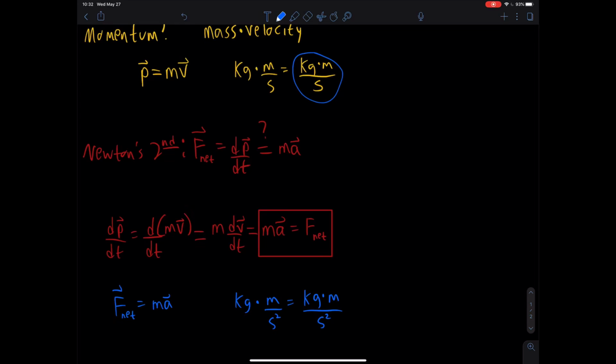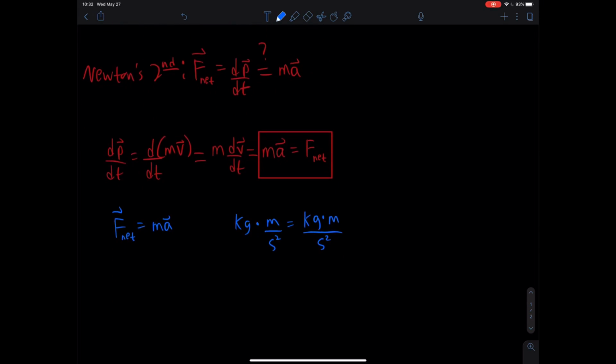Now, with momentum, we don't have a special name for this. The unit of momentum is just a kilogram meter per second. But when we have force, there is a special name for kilogram meters per second squared. We represent it by a capital N, and this capital N is a Newton. So the units of force are newtons, named after Isaac Newton.